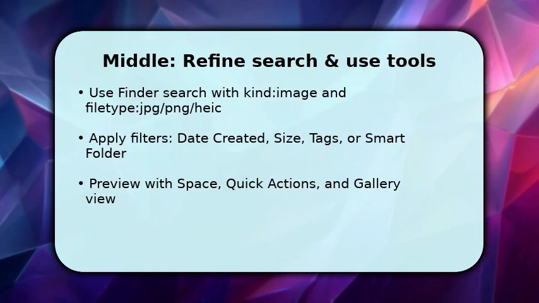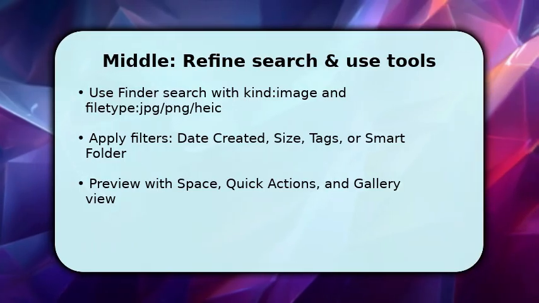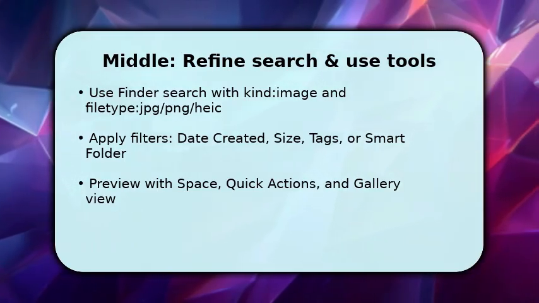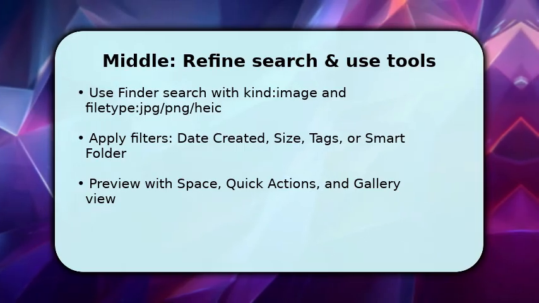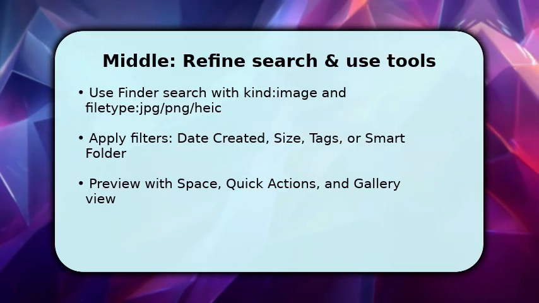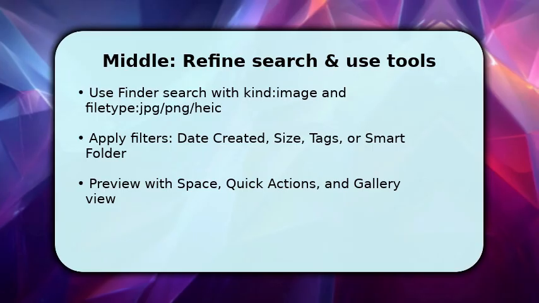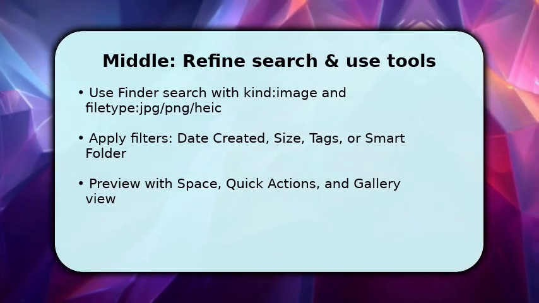In Finder, click the search box, type kind:image to list only pictures and append file type:JPG or file type:PNG for formats. Use the Add Filter plus button to refine by date created, size, or tags. This helps when you remember rough timeframes or file size. Create a smart folder to save recurring searches.